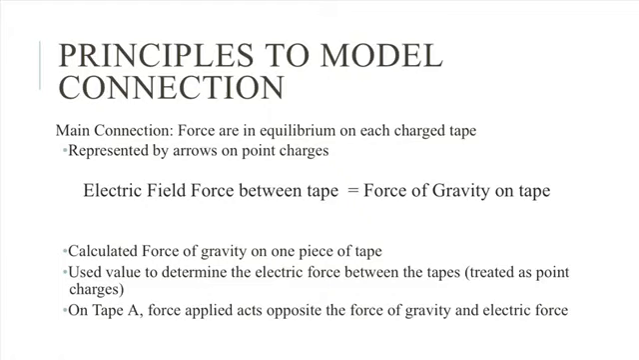Furthermore, there is a main connection between the principles and the model that you saw before. That connection being that the forces are in equilibrium on each charge tape, and that is represented in the model by the arrows on the point charges. Essentially, the electric field force between the tapes needs to equal the force of gravity on the tapes. This is an obvious statement because tape B, the top tape, would only float above tape A if the electric field force repelling it from tape A would equal the force of gravity on tape B.